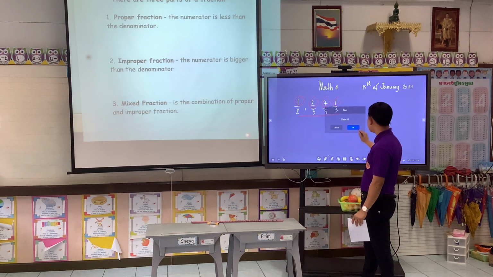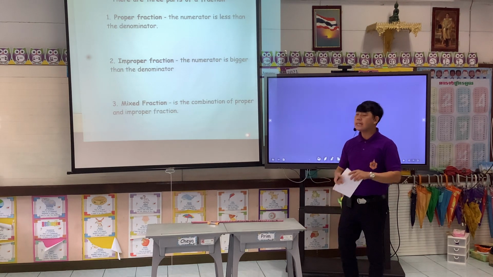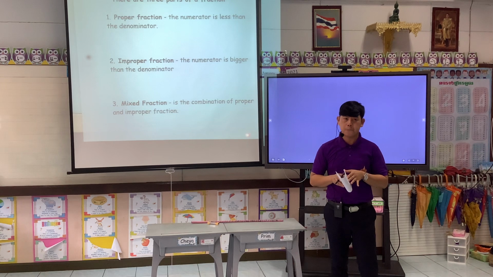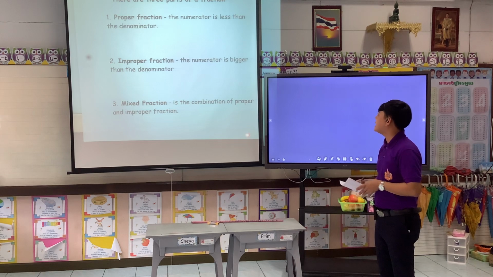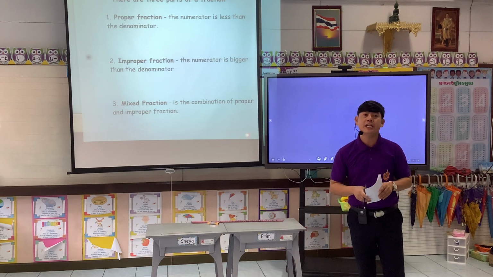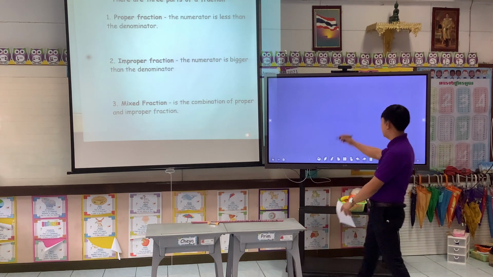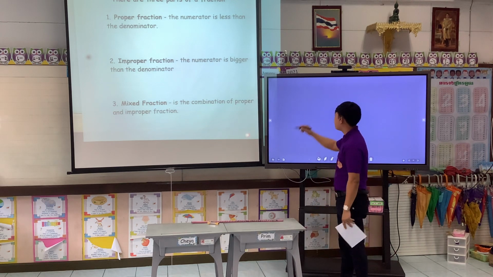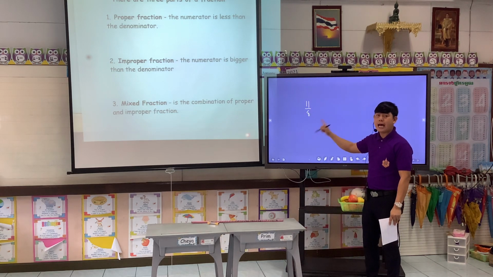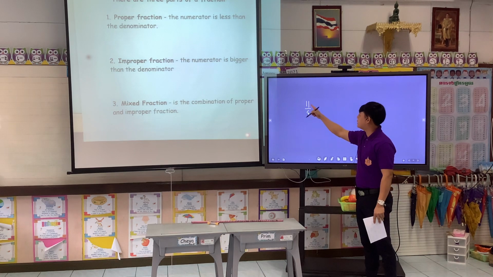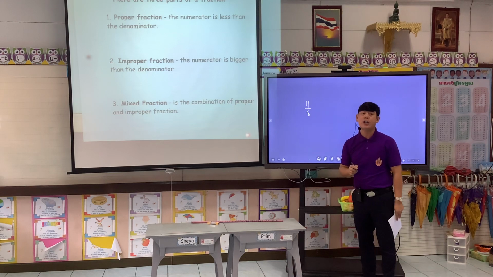The next type of fraction is the improper fraction. What is an improper fraction? Anybody? An improper fraction means the numerator is bigger or greater than the denominator. It is the opposite of the proper fraction. An example of an improper fraction is 11/8. Let's see that 11 is greater than 8. So 11 is the numerator and 8 is the denominator.